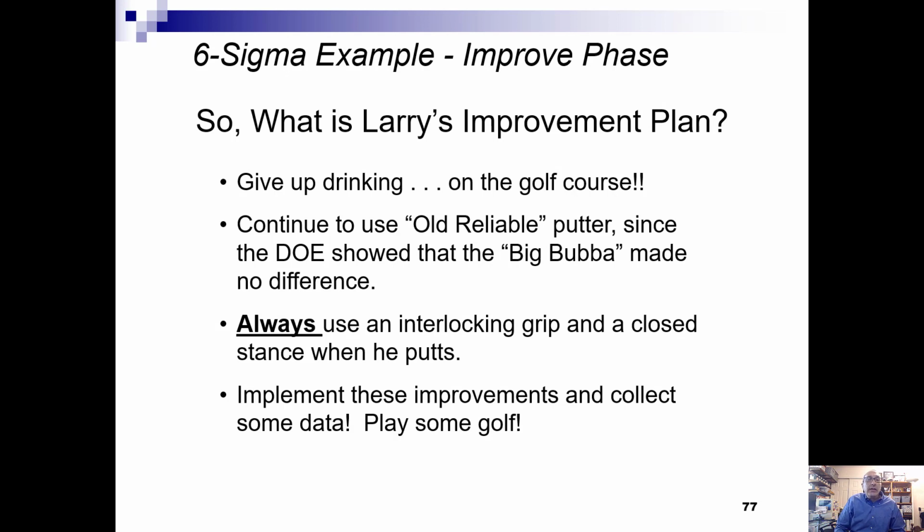So, what is Larry's improvement plan? Give up drinking on the golf course? Continue to use old reliable putter since the DOE showed that the Big Bubba putter made no difference? Always use an interlocking grip and closed stance when he putts? Let's implement these improvements and collect some data. Larry, it's time to play some golf.